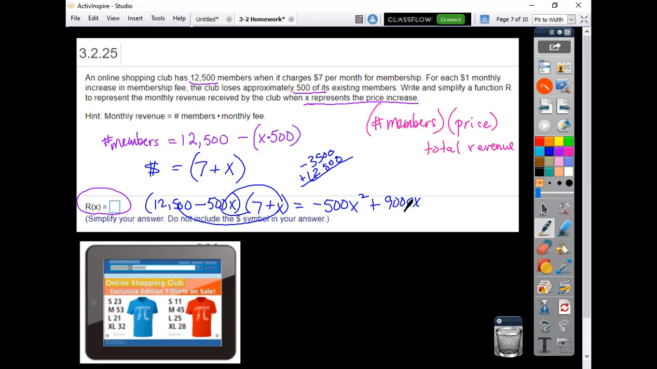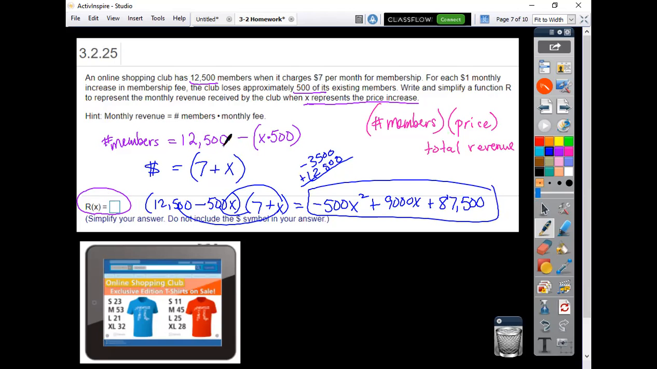And then lastly, the 12,500 times the 7 would give me 87,500. But all based off from the number of members times the price to get our total revenue.